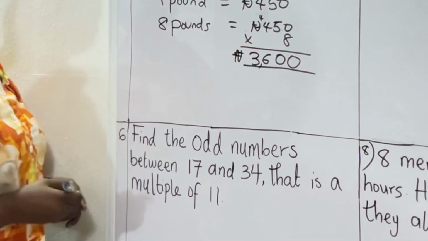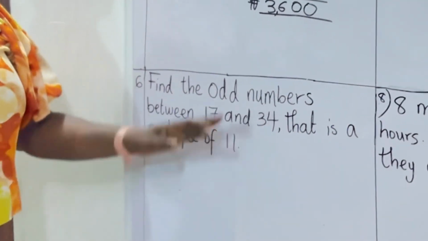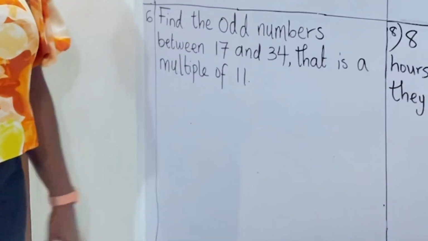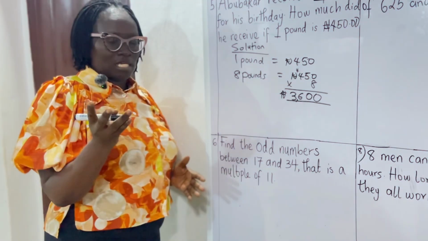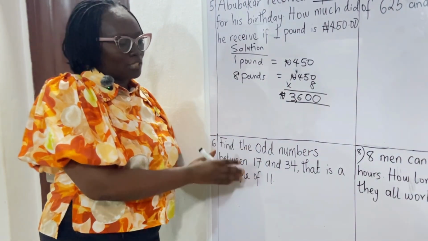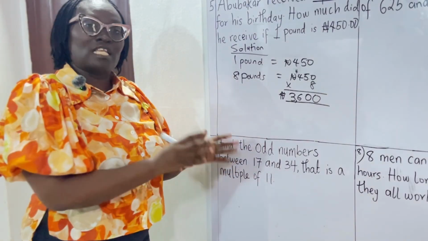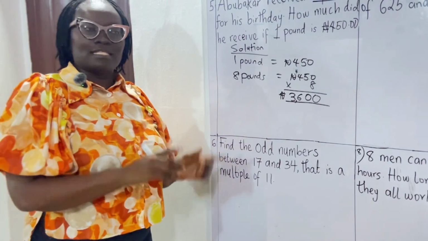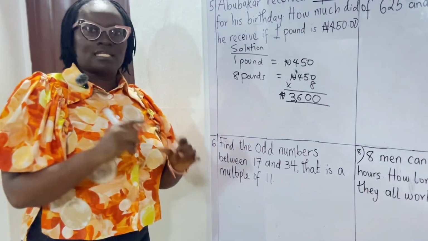The next question. Find the odd numbers between 17 and 34 that are multiples of 11. So there are two things you're doing here. You're finding the odd numbers. Odd numbers are numbers that cannot be divisible by 2. That means if you divide it by 2, you are going to get a remainder. If you divide the number by 2 and there is no remainder, the number is an even number. If you get a remainder, then it is an odd number.